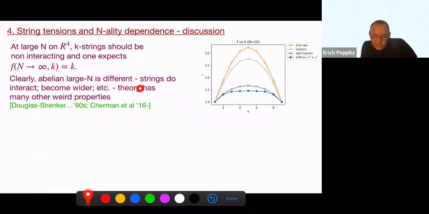And clearly abelian large n is different. There are many interesting things that can happen in the abelian large n. So you don't expect it to be the same.